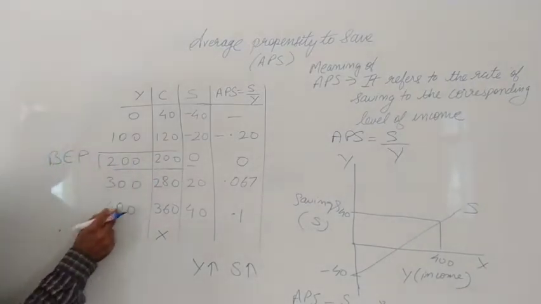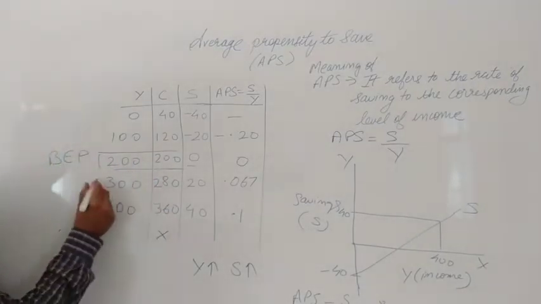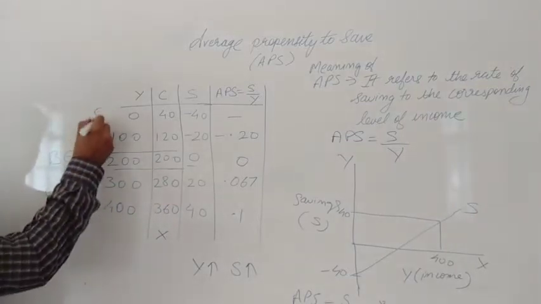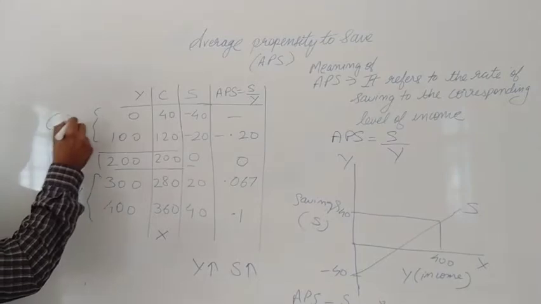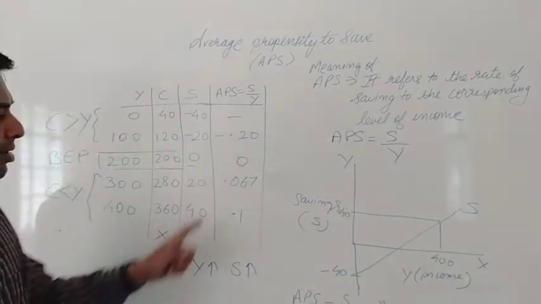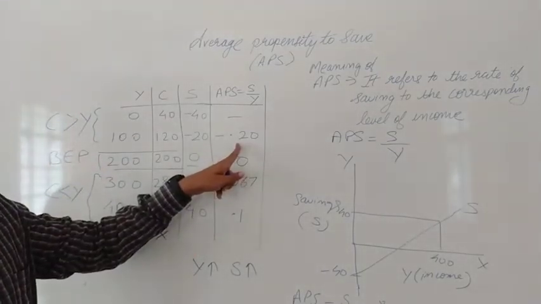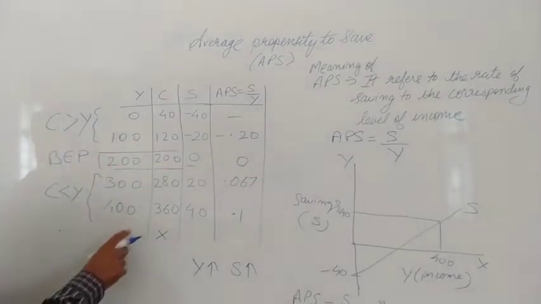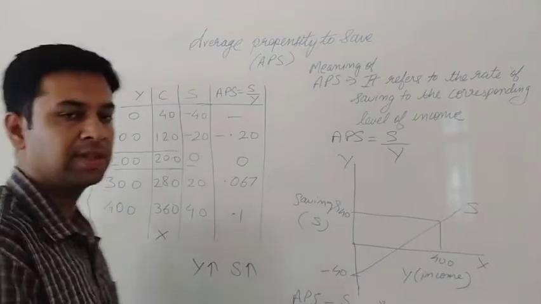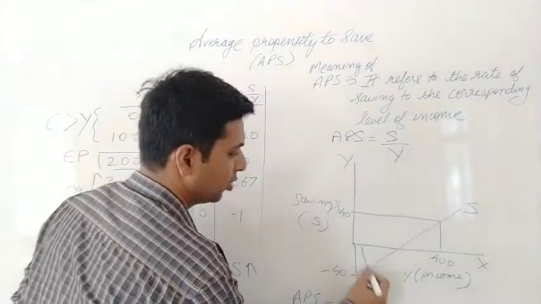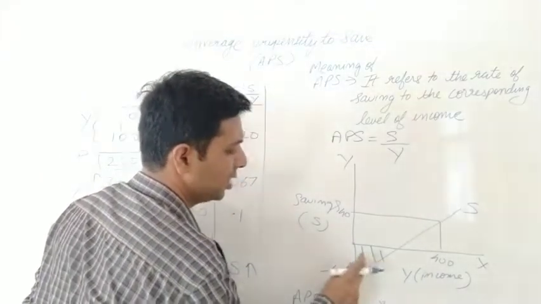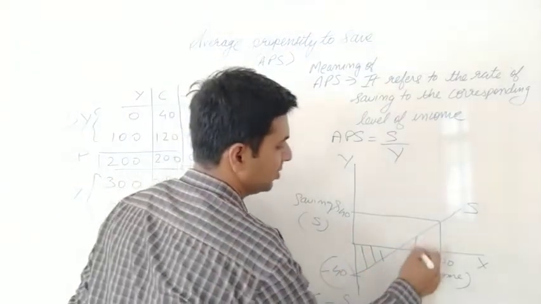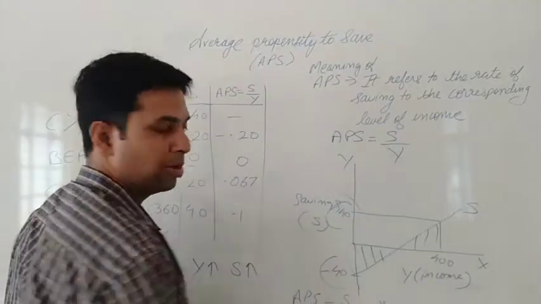So after this point, what is happening? Your consumption is less than income, and before this point your consumption is greater than income. That is the reason we have this in minus, because consumption is greater than income. Here your consumption is less than income, that's why savings are there. So this part shows dissavings, and this part shows savings in a positive figure.